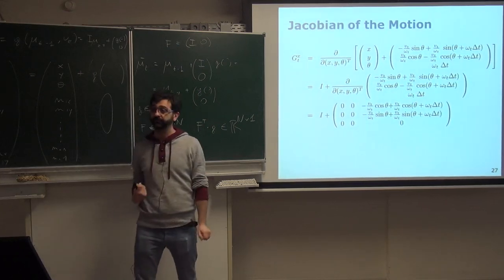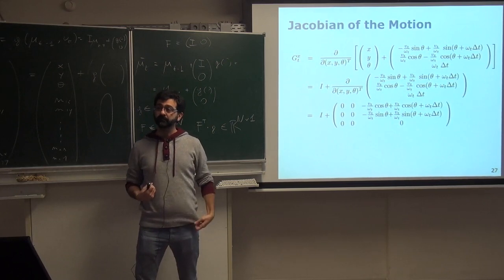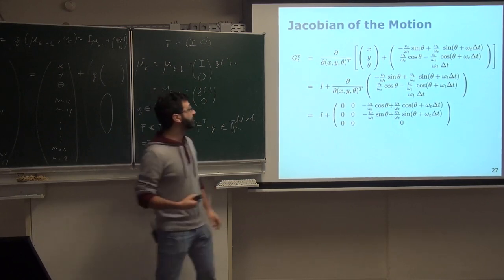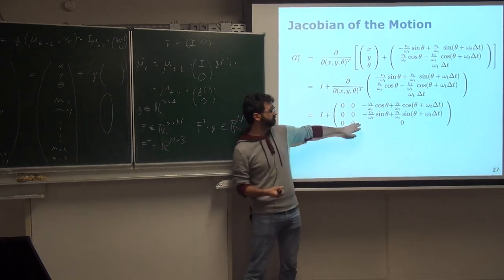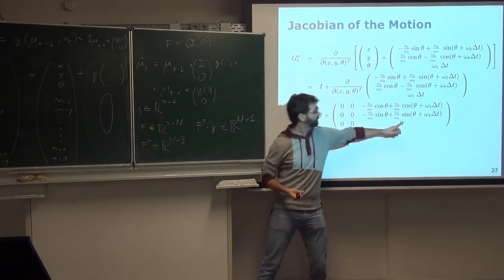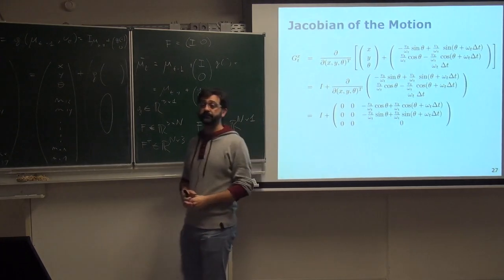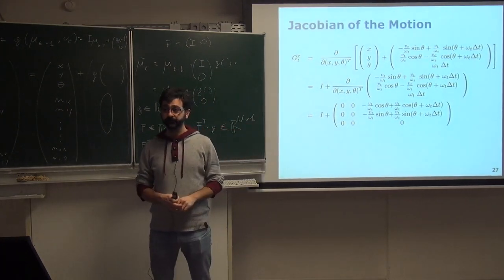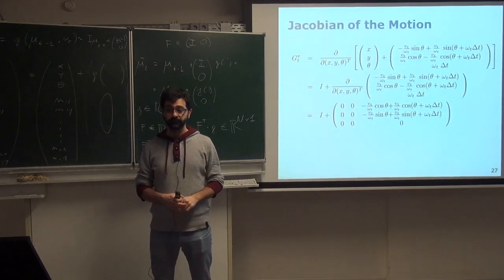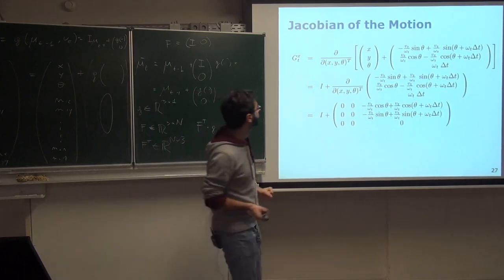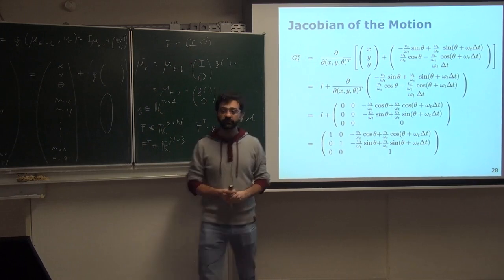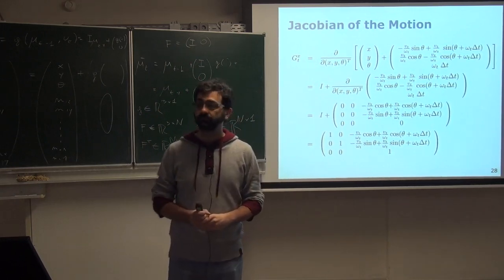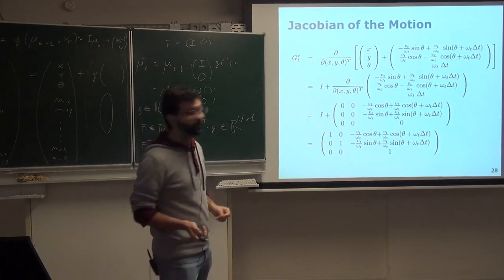So our Jacobian will then be the identity plus this. So basically it will be this matrix with 1 on the diagonal. And that's what we obtain. Any questions? No? Okay. And that's basically it.